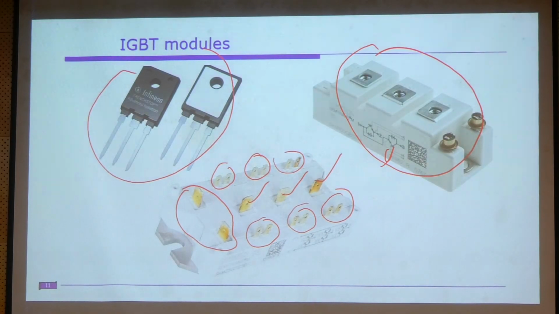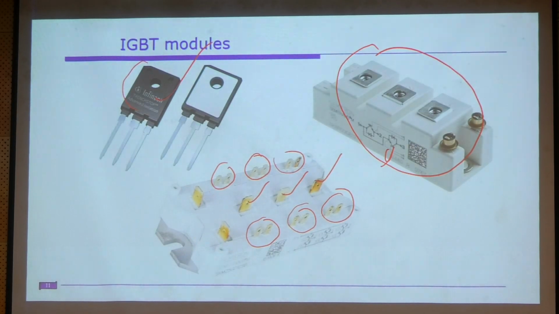Normally all these things are available in three forms. One is the bare die. Bare die means there is no casing. Here this plastic part is there, right? That is known as casing. So if there is no casing, it is known as the bare die, or discrete device. Whereas modules means all these things are known as modules, right?